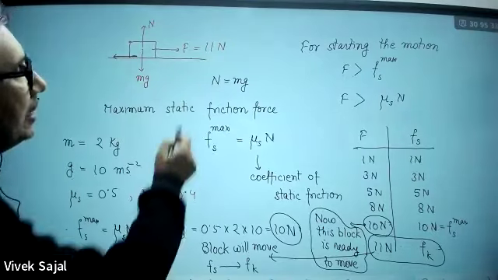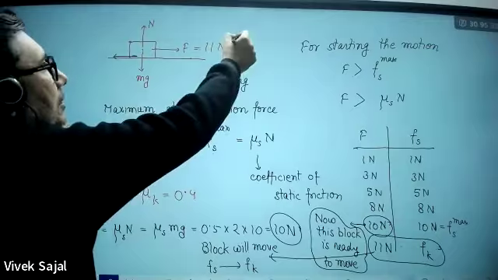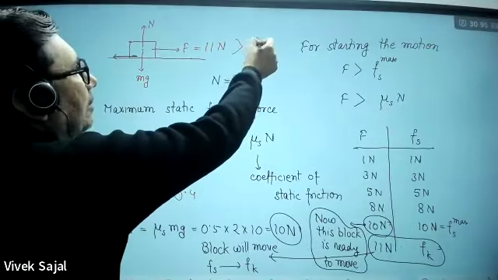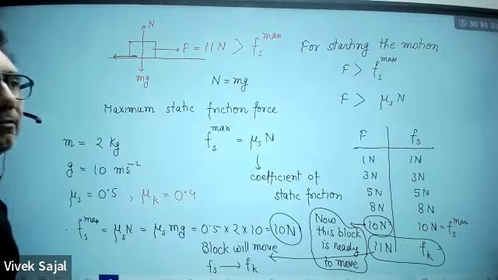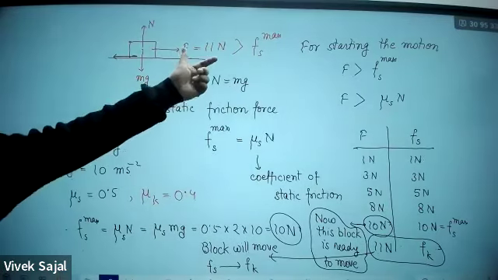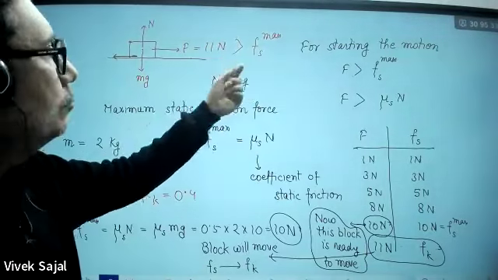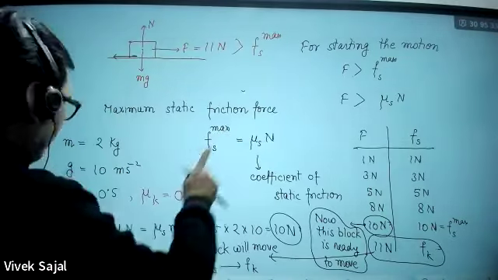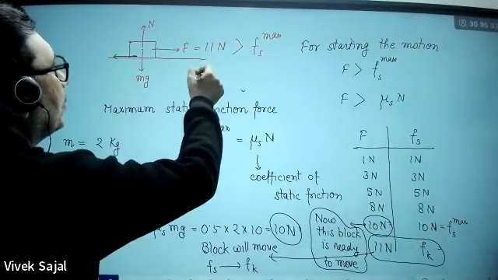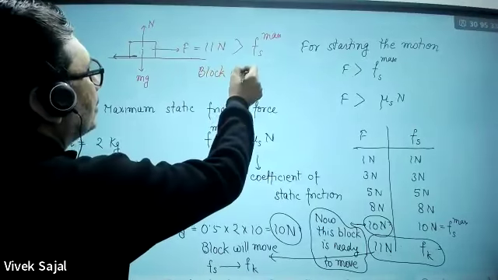11 Newton, because this 11 Newton is greater than this Fs max. So here this is greater than Fs max. The maximum value of static friction force was 10 Newton, and 11 is greater than that 10 Newton Fs max. So this block will start moving in this case.